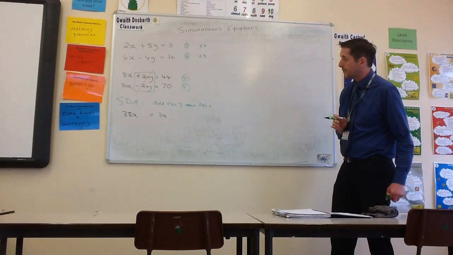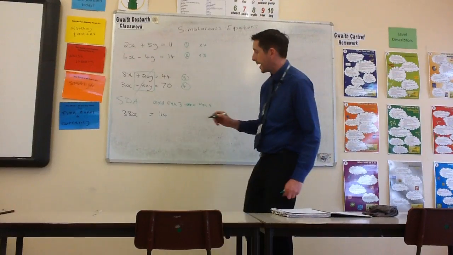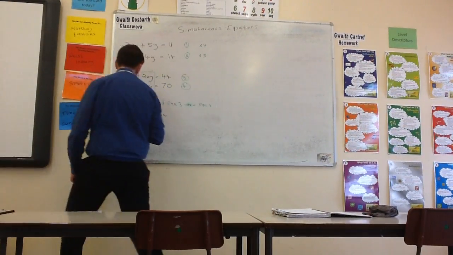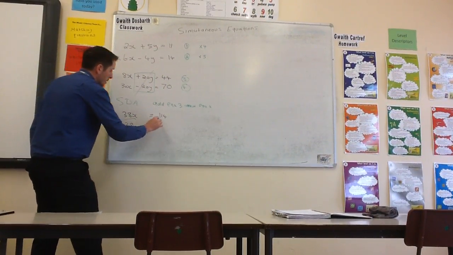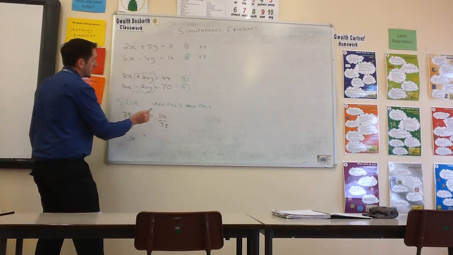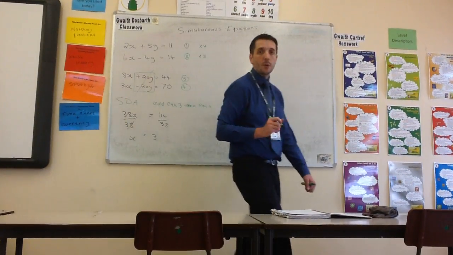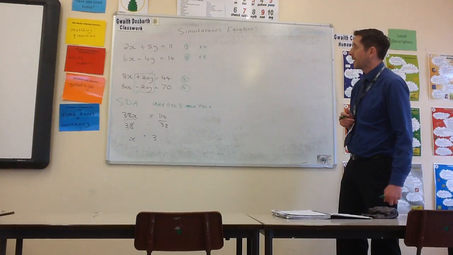We've got a number in front of our x. To get our value of x, we've got to divide both sides by whatever's in front of the x. So I'm going to divide by 38. What I'm left with is how many 38s are in 114? The answer is 3. So we found out that x is 3.